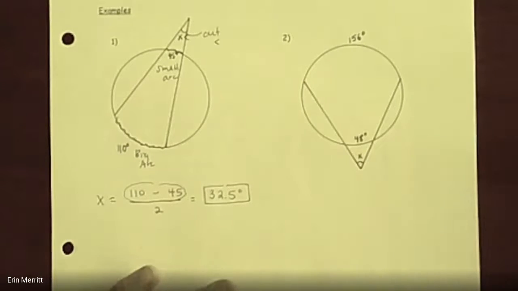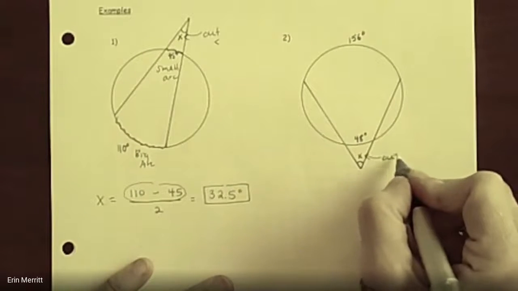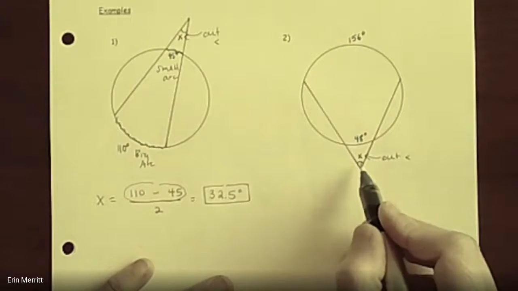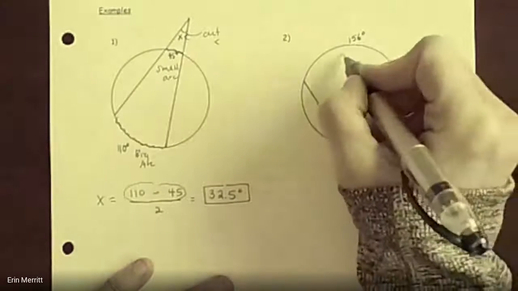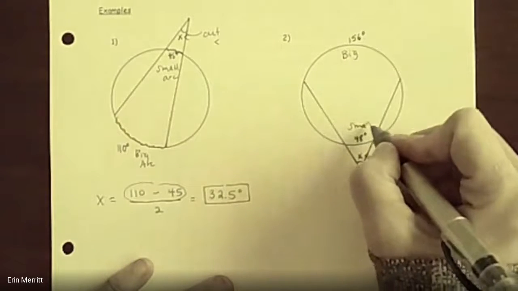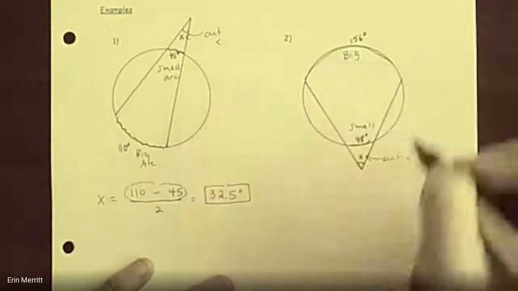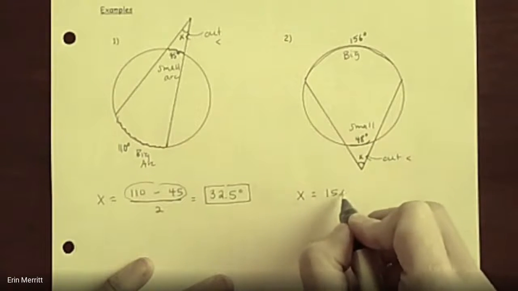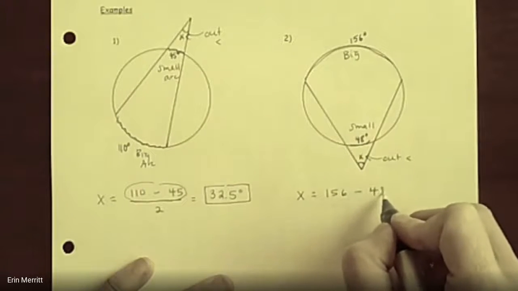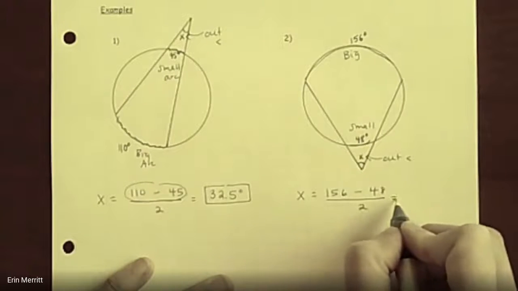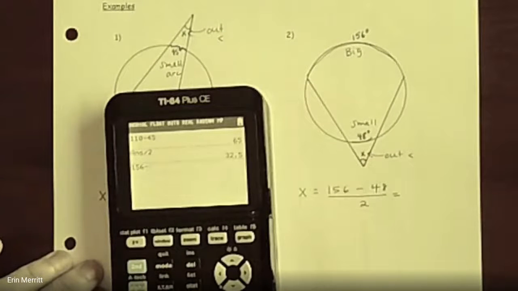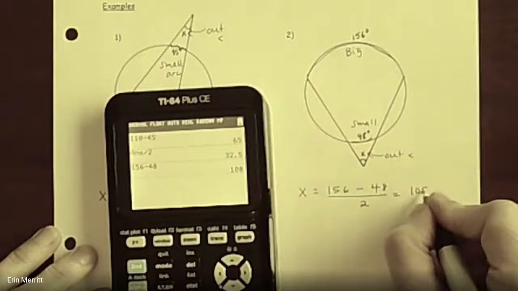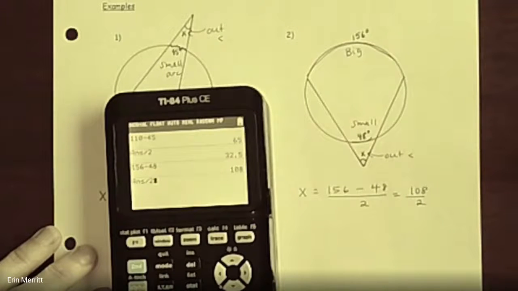All right, one more practice one. Here's my out angle, and I know it's an out angle because it falls outside of the circle, and it kind of looks like a little ice cream cone again. You've got the big arc up here. We've got the small arc down here. All right, set it up. Big arc, 156, minus the small arc, 48, divide by 2 equals what? 156 minus 48 gives me a difference of 108. Divide that by 2. We get 54 degrees.